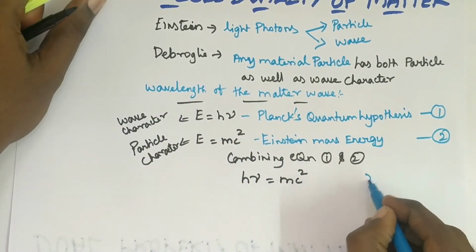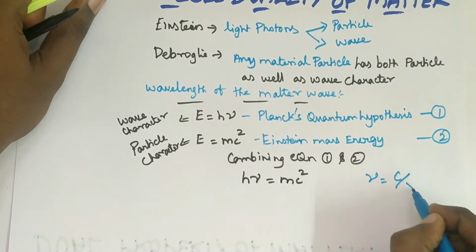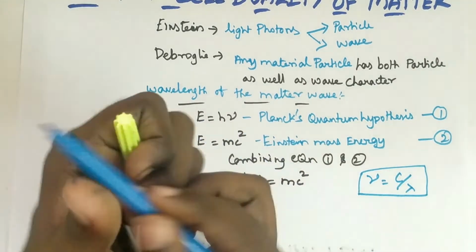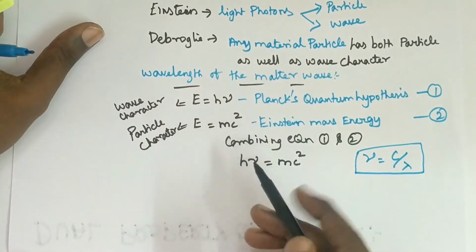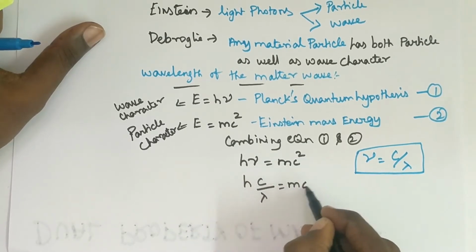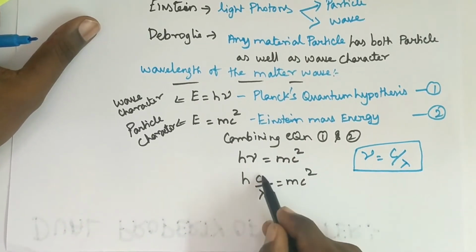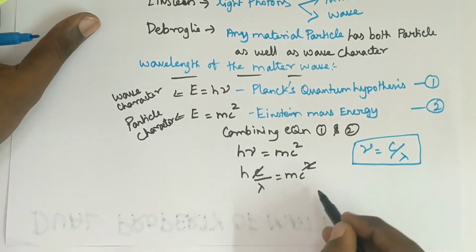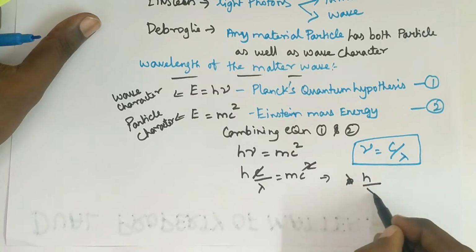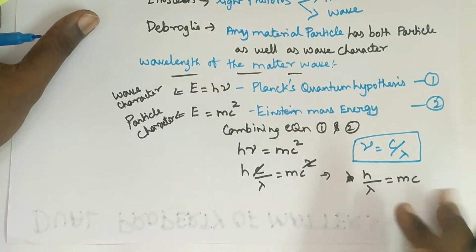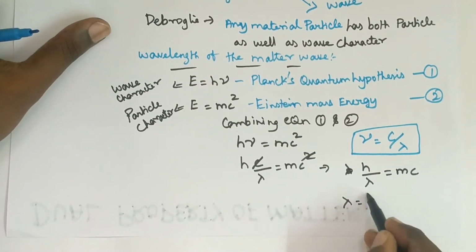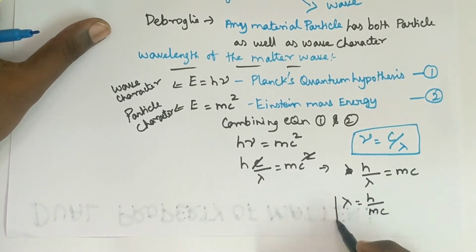Frequency nu is nothing but the velocity of light divided by wavelength, c by lambda. Substituting this value in the frequency equation, we get h c by lambda equal to mc square. The c is common on both sides, so you cancel one c. So you get h by lambda equal to mc. We have to calculate only lambda, so the equation becomes lambda is equal to h by mc.